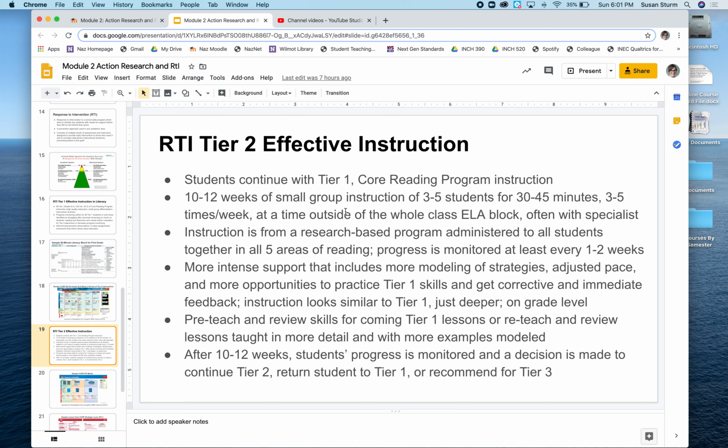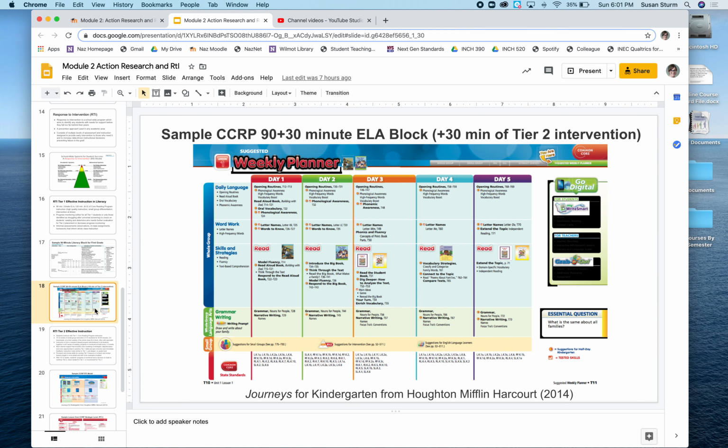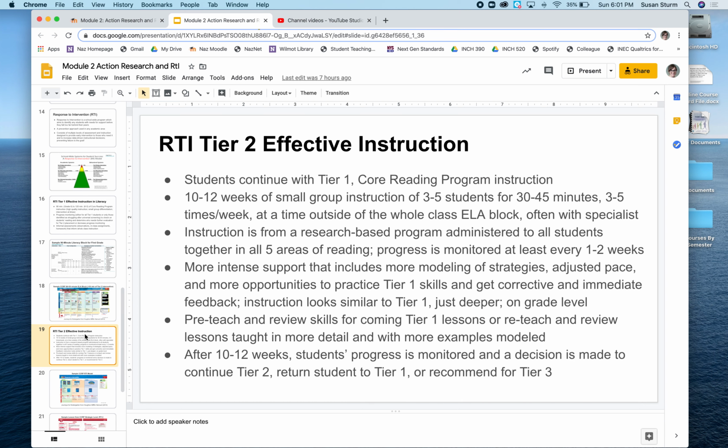For Tier 2, we're talking about effective instruction, proven effective instruction for your students who have more needs. So students who are in Tier 2 continue with Tier 1. They stay in the core comprehensive reading program. They're in your whole class instruction still, but they're also getting 10 to 12 weeks of small group instruction with 3 to 5 students for 30 to 45 minutes, 3 to 5 times a week at a time outside of that whole class ELA block. So going back to this model, this is the Tier 2 block where those small groups would get pulled out.